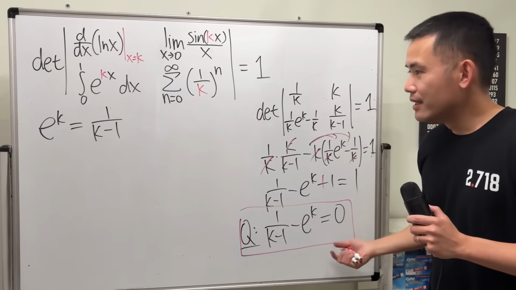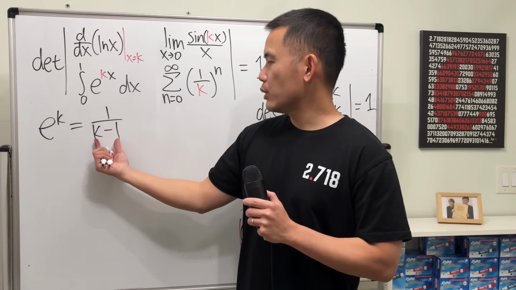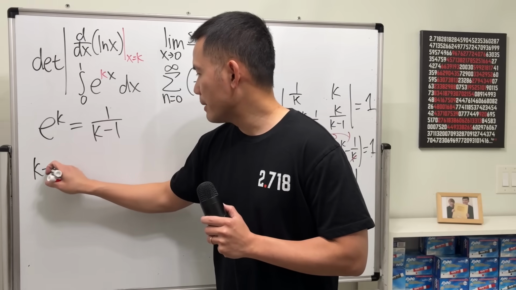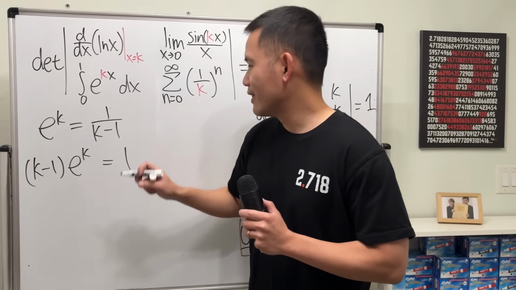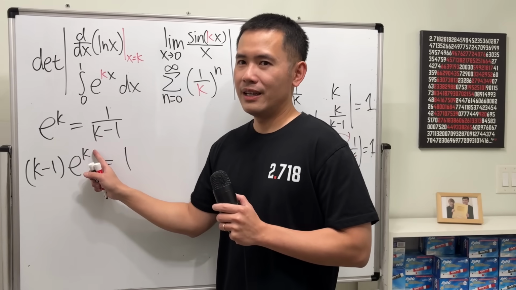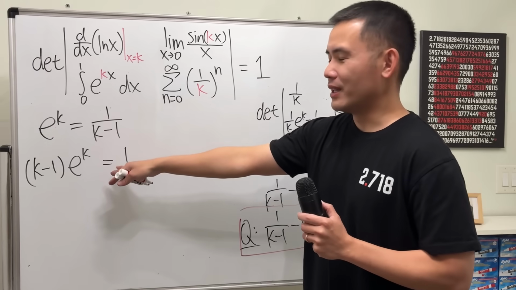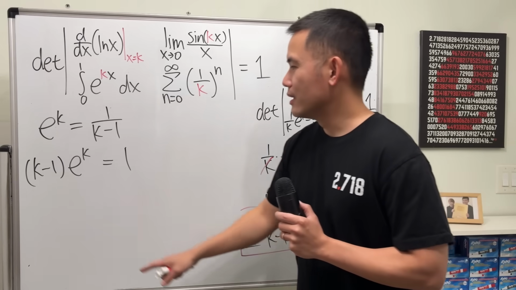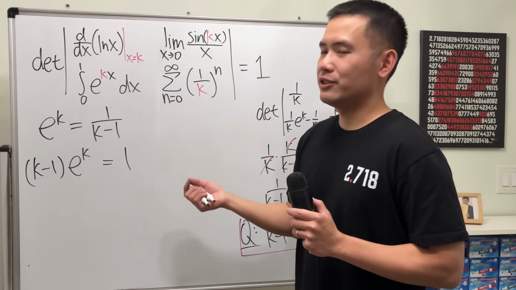All right? So now how do we continue? First thing first, I will just get rid of the fraction by multiplying k minus 1 on both sides. So we have k minus 1 times e to the k, and now it's equal to 1. Now check this out. Here we have k, and here we have k. This is almost like calling out for the Lambert W function. But in order for us to make that work, this and that have to match. So think about how we can match that?